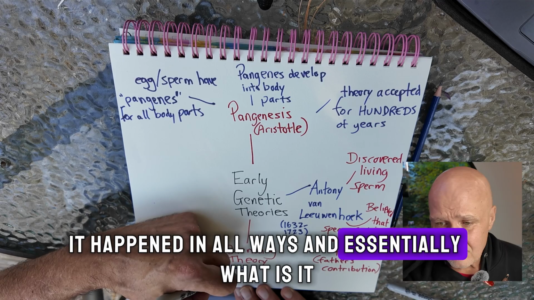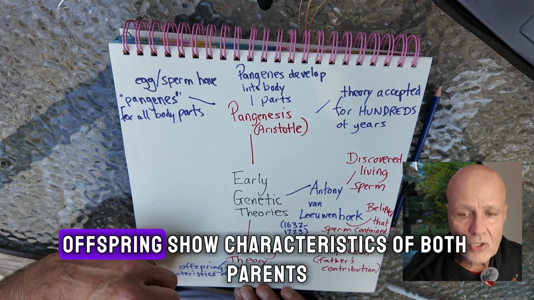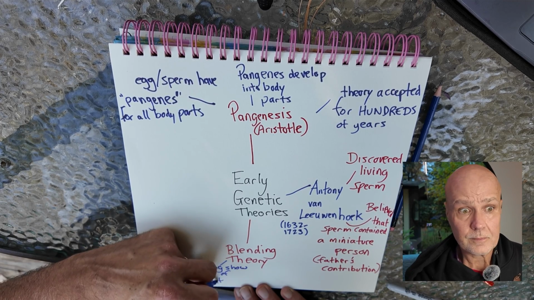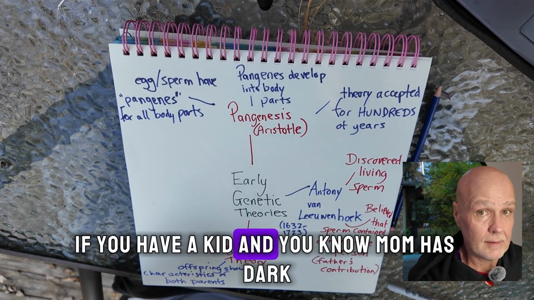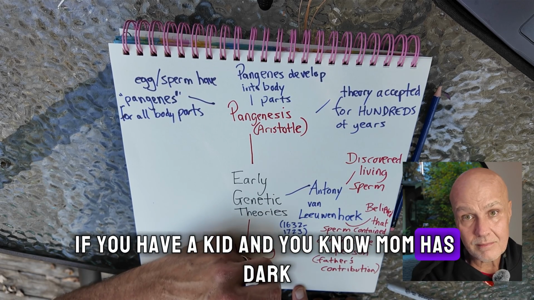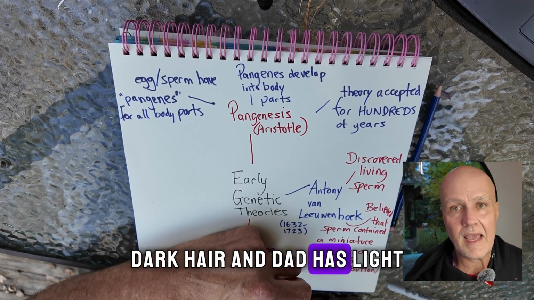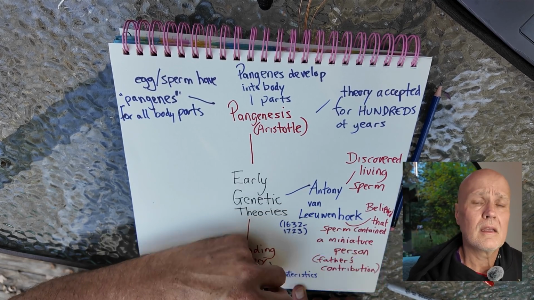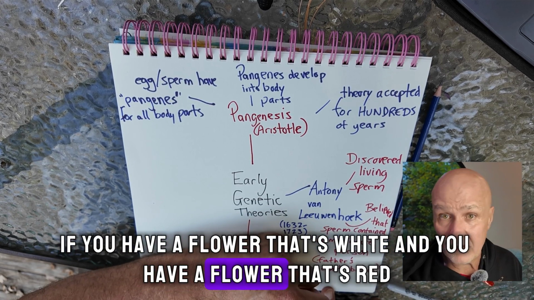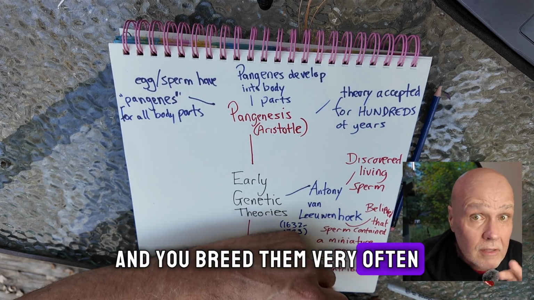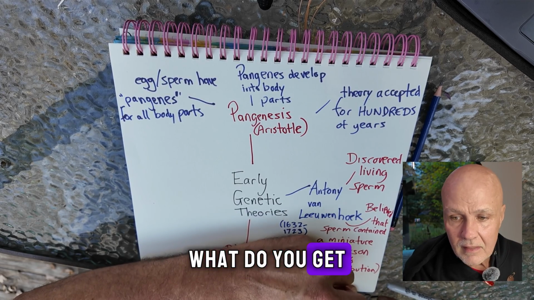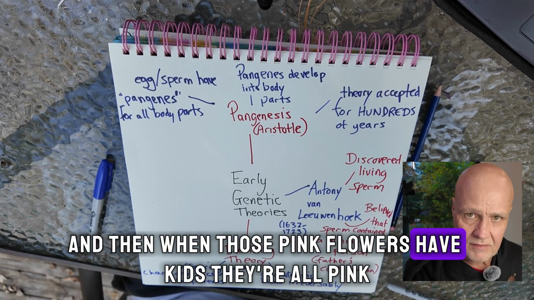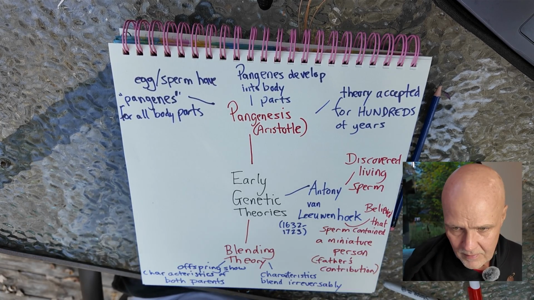And essentially, what is it? Offspring show characteristics of both parents. Pretty straightforward. So, if you have a kid and mom has dark hair and dad has light hair, odds are the kid's hair is going to be somewhere in between. If you have a flower that's white and you have a flower that's red and you breed them, very often, what do you get? You get something that is pink. And then when those pink flowers have kids, they're all pink.